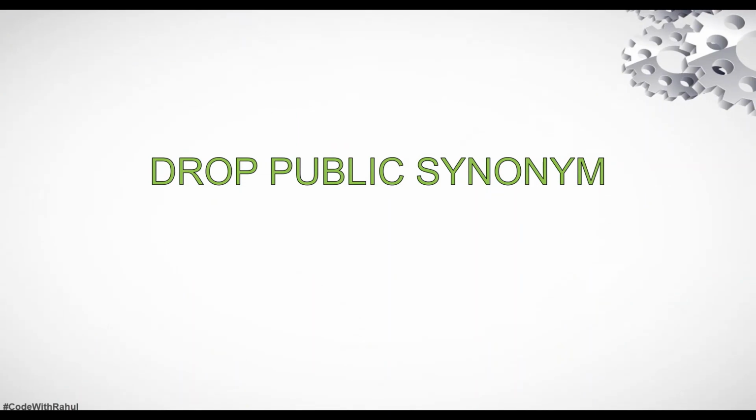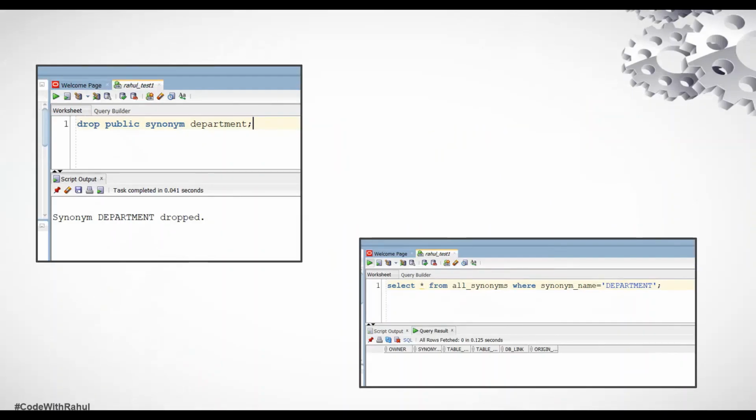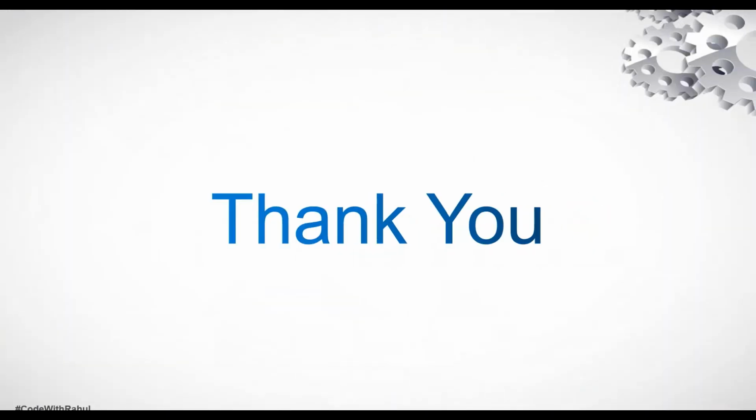Drop public synonym, how to drop that public synonym? Just like while creating a public synonym, we have to use the public keyword. While dropping the public synonym also, we have to use drop public synonym department. Once we fire this command, we will be able to see in the Oracle data dictionary that there is no row for this synonym. So this is all about grants, synonyms, drop synonym, private synonym, public synonym.